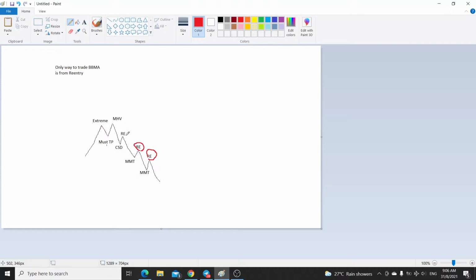Okay, remember the only way to trade BBM is what? Re-entry. Okay, so this is a market structure here, like this. Of course it is not going to be like this all the time. So what happens is that your moving average 50 will be here, and then this is your EMA 50, EMA 5 and 10. You're moving around here, this area.